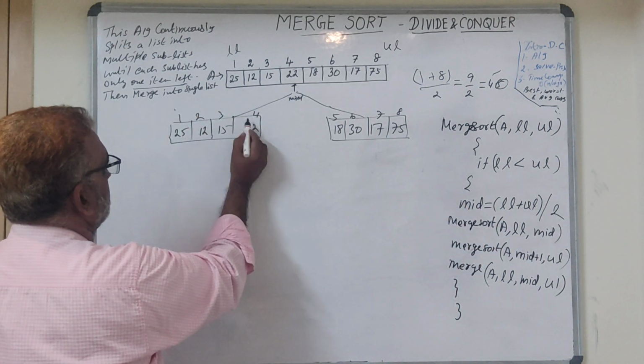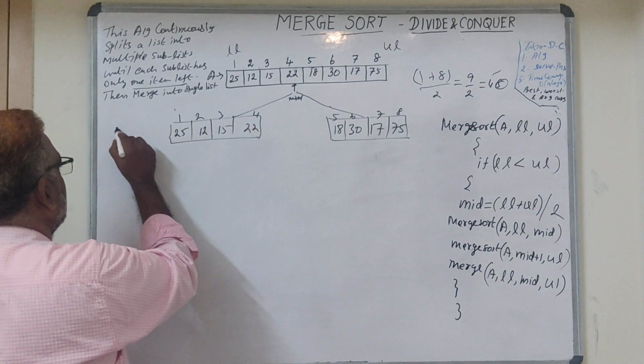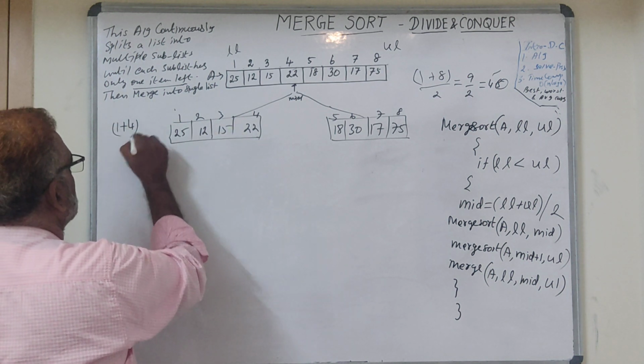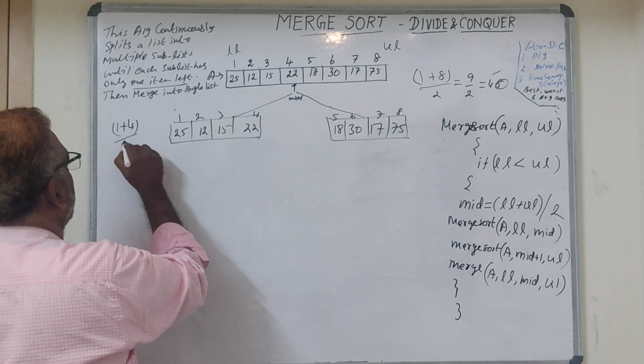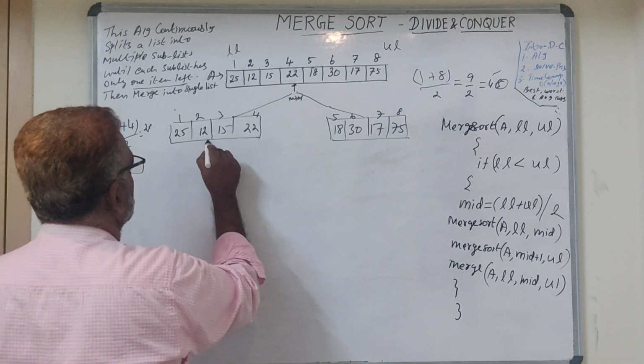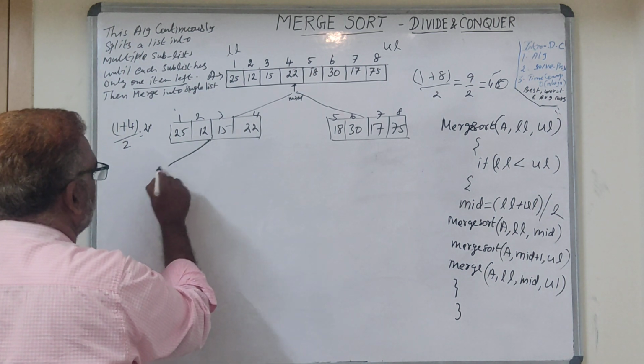So how to calculate the midpoint? You have to add these two values. That is LL plus UL, that is 1 plus 4. So that is 5 divided by 2, which is 2.5, nothing but 2. So this is the midpoint. At this point you have to divide.